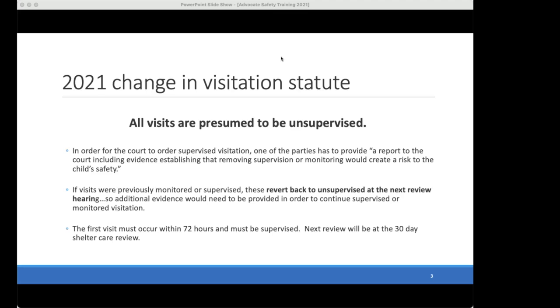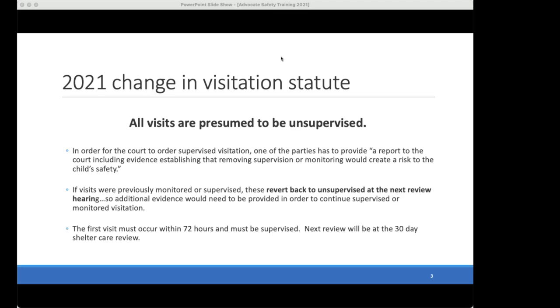And it's basically like, hey, everyone, I need you to shift your thinking. Think about how these visits should be unsupervised. And then if you need to, give evidence as to why they should be supervised. Start with the presumption that they should be unsupervised. And if you need to, give evidence why they should be supervised.